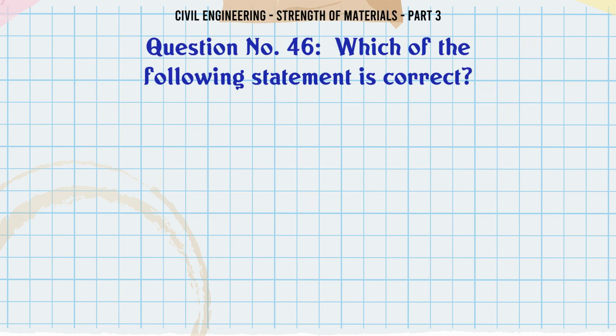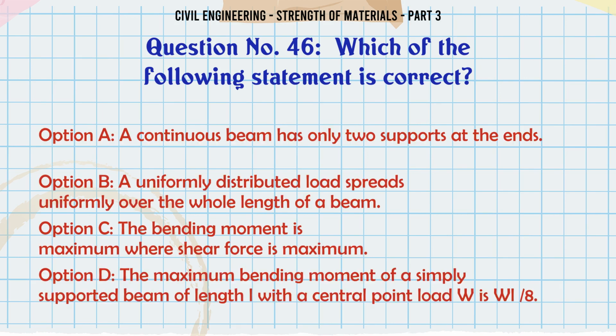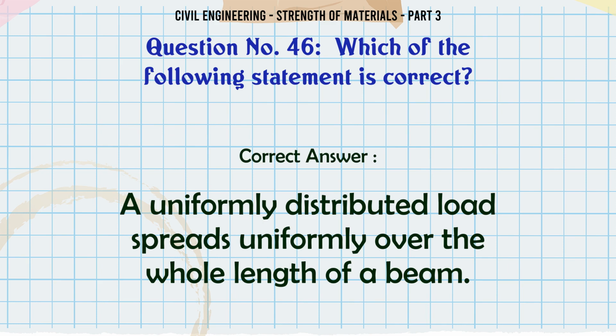Which of the following statements is correct? A. A continuous beam has only 2 supports at the ends. B. A uniformly distributed load spreads uniformly over the whole length of a beam. C. The bending moment is maximum where shear force is maximum. D. The maximum bending moment of a simply supported beam of length L with a central point load W is WL/8. The correct answer is a uniformly distributed load spreads uniformly over the whole length of a beam.